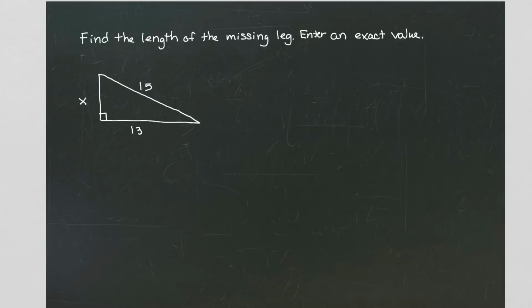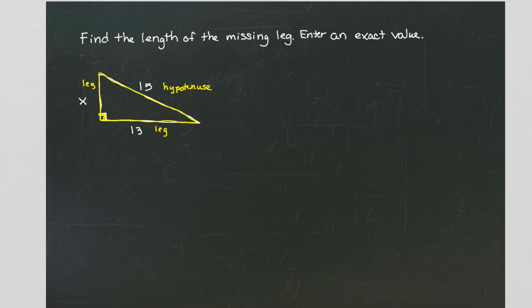Our first step is to recognize that, in fact, we have a right triangle, and we know that because two sides are perpendicular. And in the right triangle, we have three sides. The two sides that are connected to the right angle are called legs, and the side opposite the right angle is called our hypotenuse.